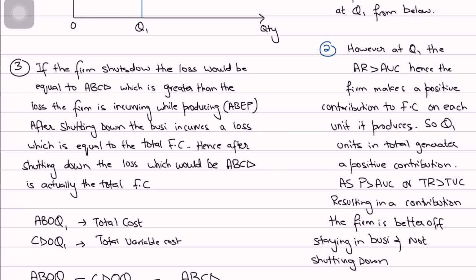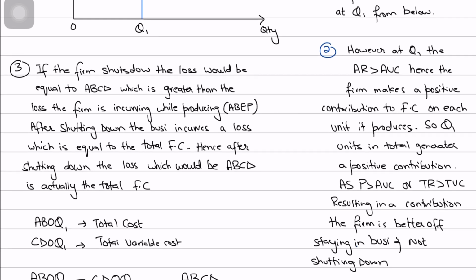So see, the firm is better off staying in business and not shutting down. In this case, what the business should do is it should not shut down, although it's having an economic loss, but it should still not shut down because it's covering its variable costs, right? But in the exam, don't just write that it should not shut down because it is covering its variable costs. First mention the rule, that the rule is average revenue should be more than average variable cost.